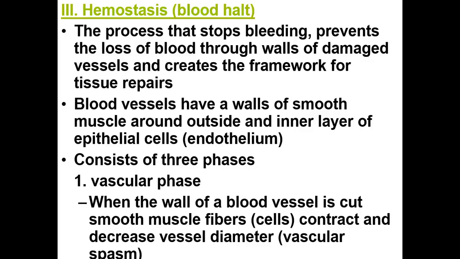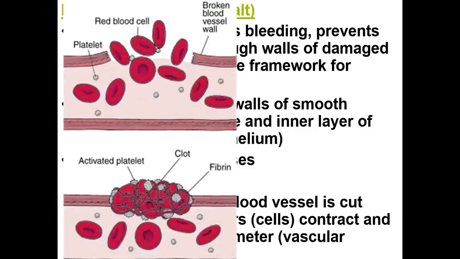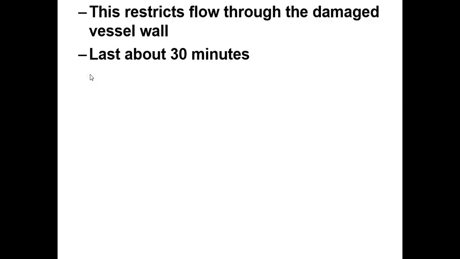So this is one way blood flow is restricted to a wounded area, or restricted from leaving the body: by shrinking the size of the vessel, which then shrinks the size of the damage. If you look at it like this, these smooth muscle walls here and here would contract, shortening the actual blood vessel hole. So one, it restricts the blood flow through the damaged wall, and the other thing it does is provide a smaller framework for all of the necessary clotting factors, platelets, and red blood cells to collect.